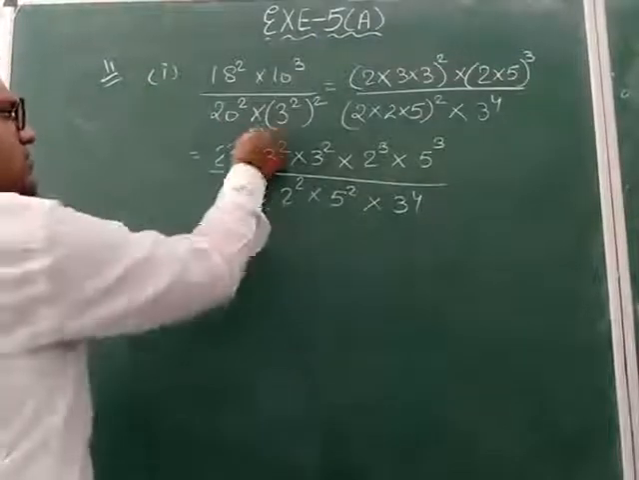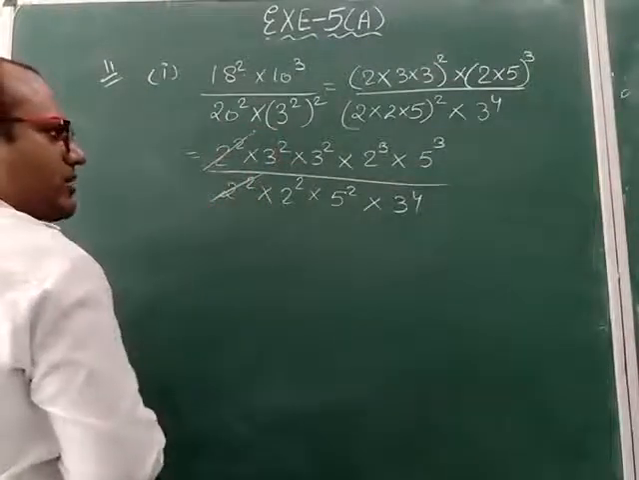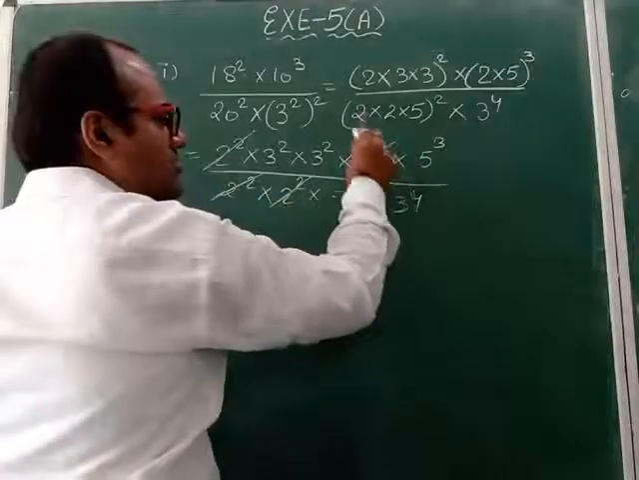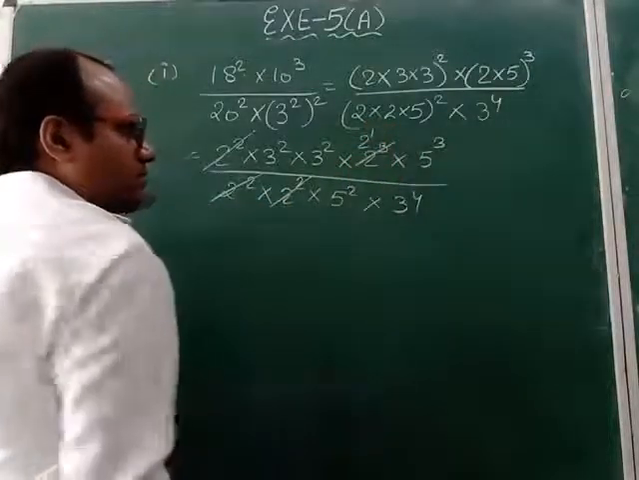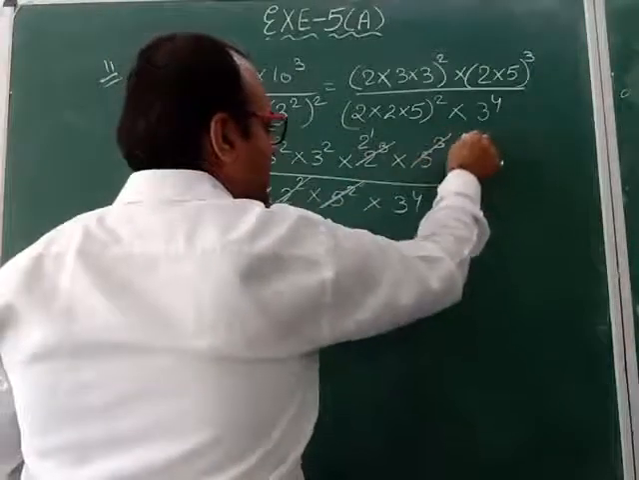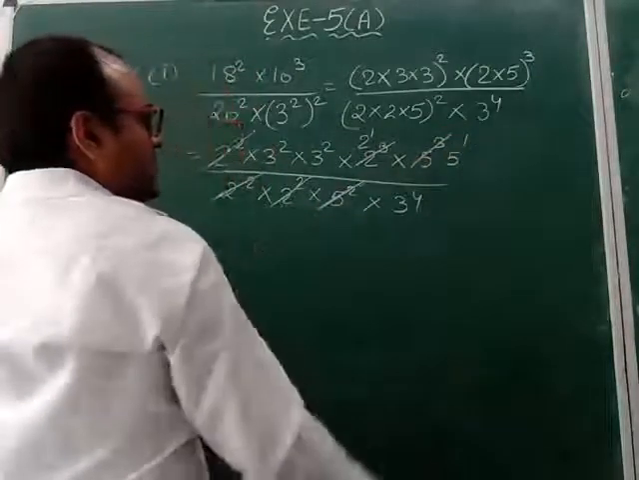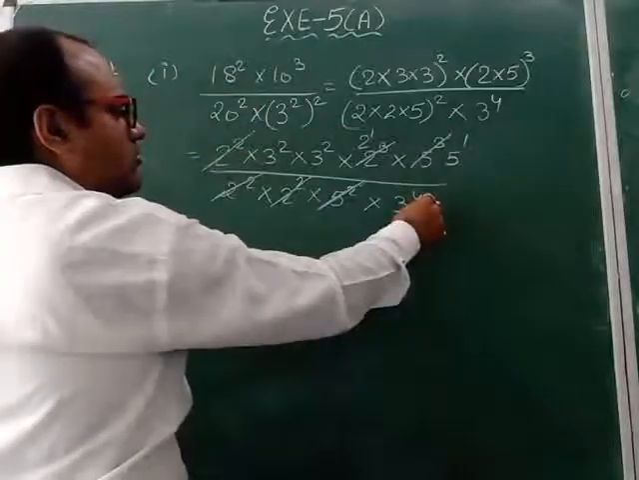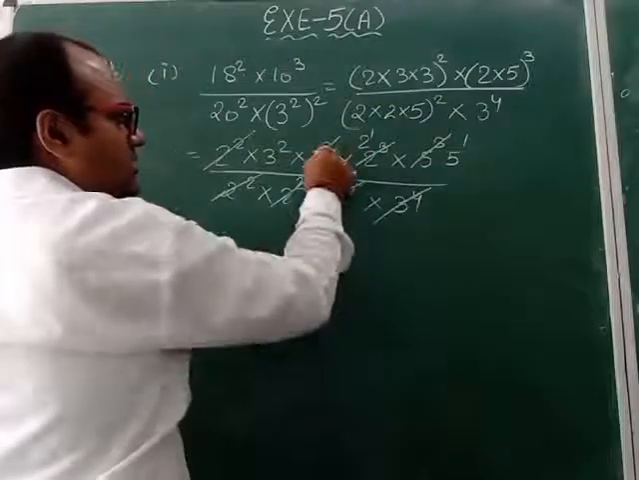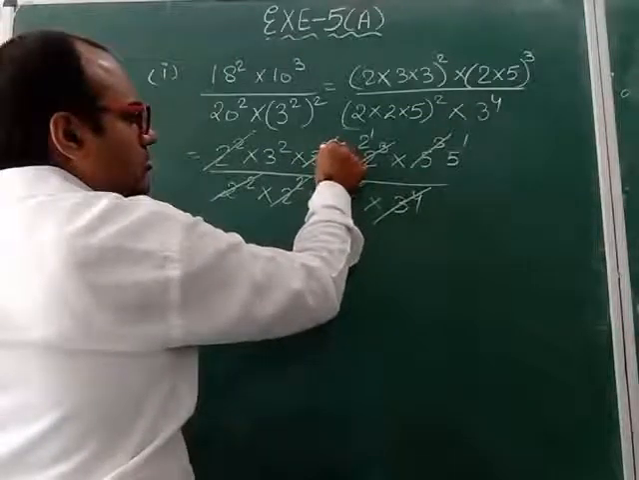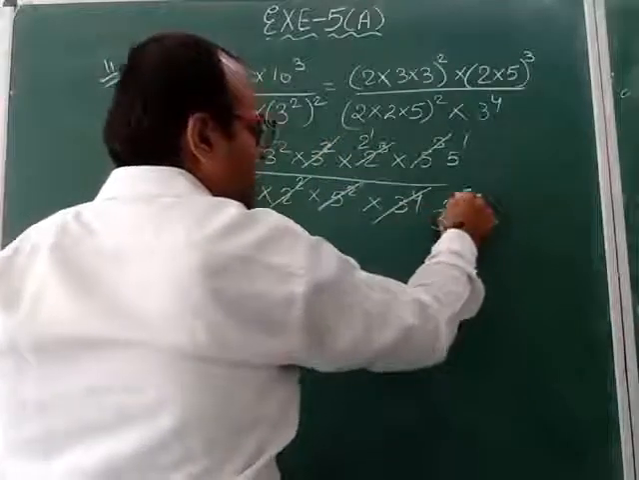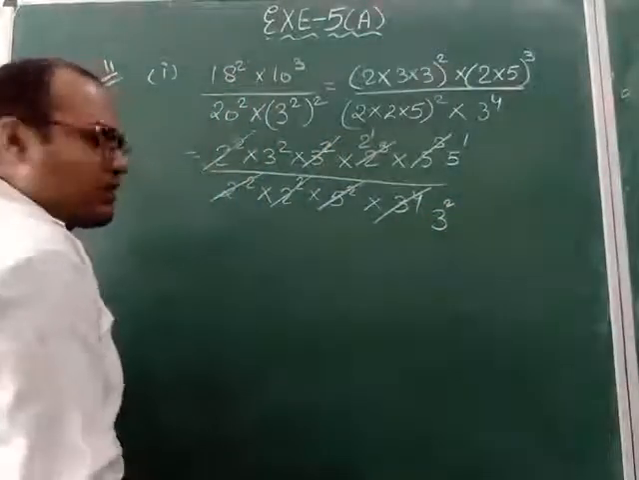Now these two will get cancelled completely. This is 2 power 2, this is 2 power 3, so 2 power 1 is remaining. 5 power 2, 5 power 3, so here 5 power 1 is remaining. 3 power 4. These two we will cancel. This is 3 power 2 and this is 3 power 4. So on cancelling it we will get 3 raised to the power 2 remaining.